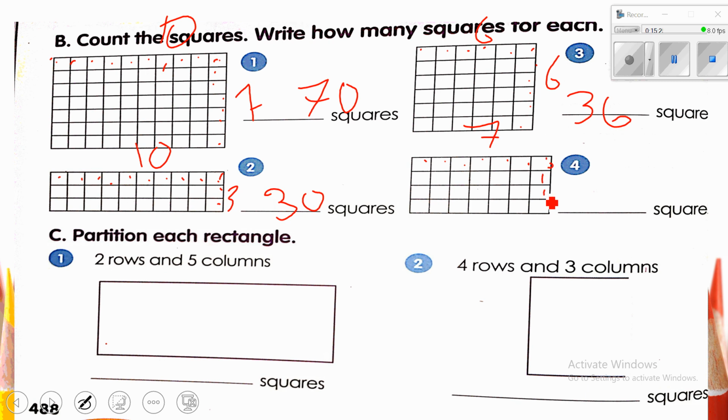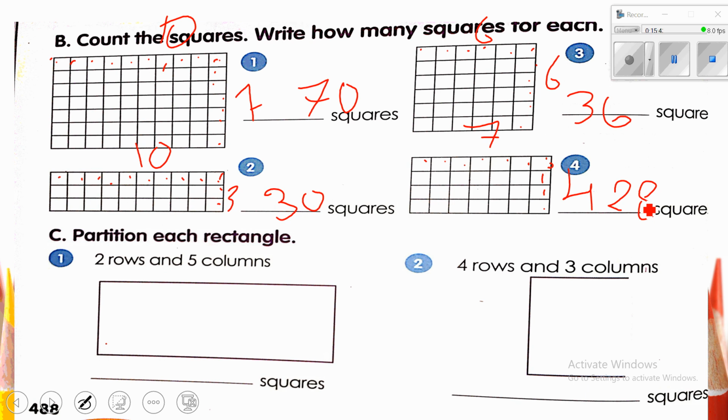Here, 1, 2, 3, 4, 5, 6, 7. 1, 2, 3, 4. 7 times 4, or 4 times 7. Double, double of 7. Double 7 is 14, and double 14 is 28. Perfect.